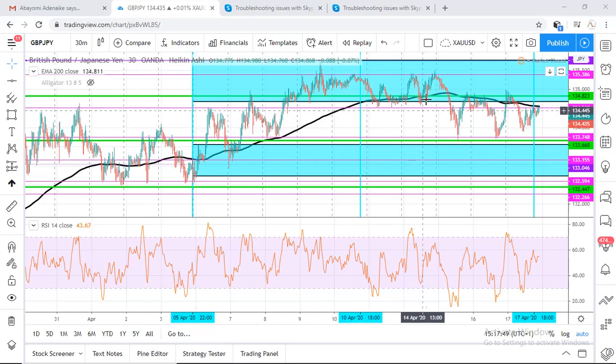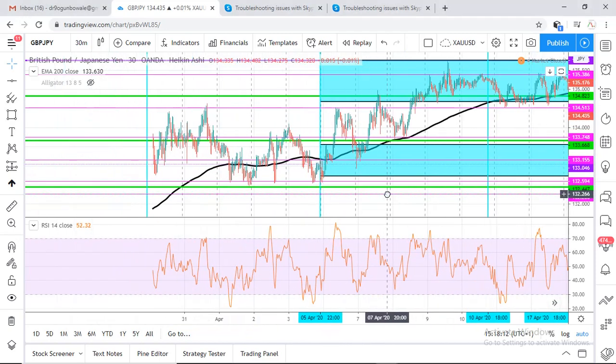So I have 1, 2, 3, 4 resistance and support levels that I drew. I want to see how helpful and how significant those points are, 1, 2, 3, 4, in the past, at least in the past 2 weeks that we did. So I'm going to take my screen, push my screen.